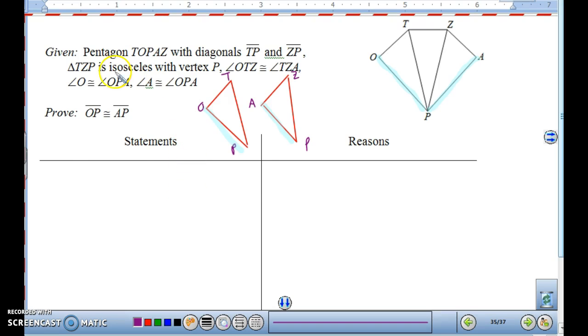Go right to your given. We have pentagon, five-sided figure, TOPAZ. We have diagonals TP and ZP.